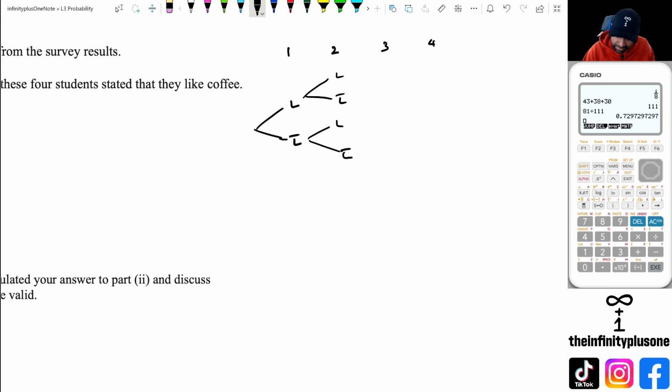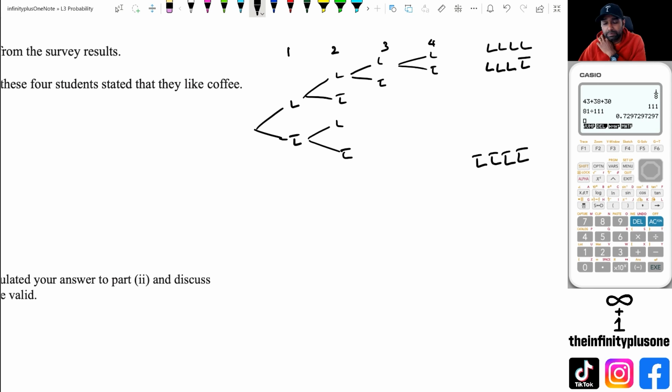Now if you look at the top branch, if I keep going like this, at the end I'm going to have L, L, L, L. That's where they all like the coffee. And then I would have 3 L's and one who doesn't like coffee. And literally I just keep going all the way. But there is only one branch, the one at the bottom, where the 4 kids do not like coffee.